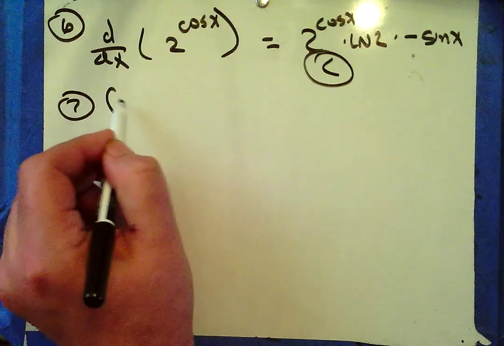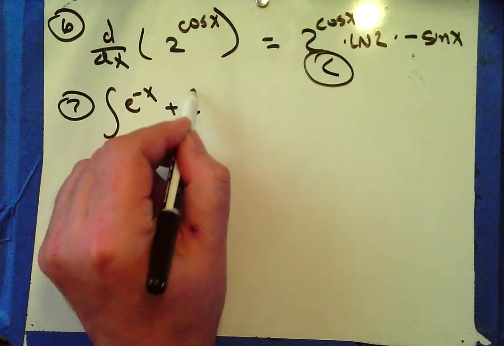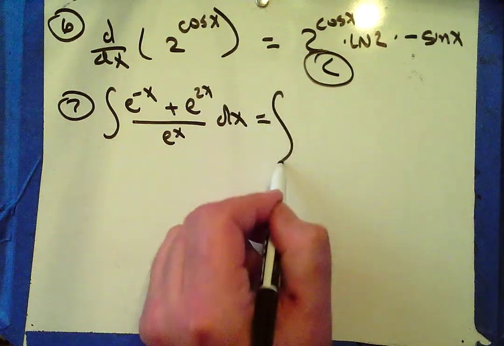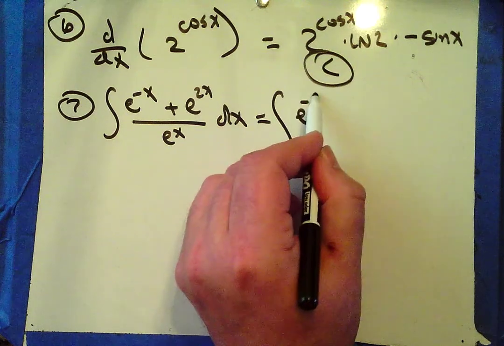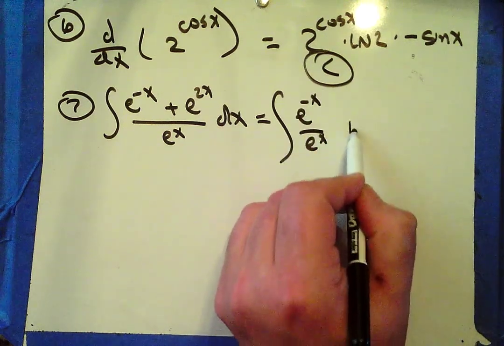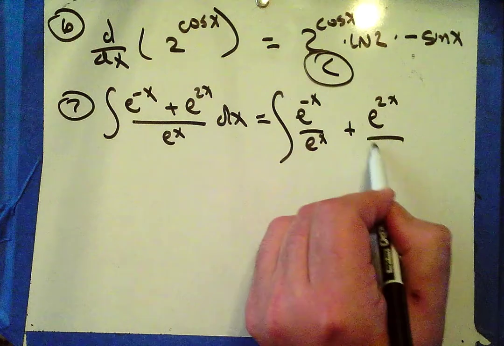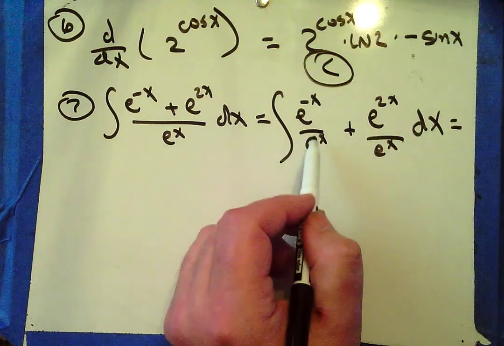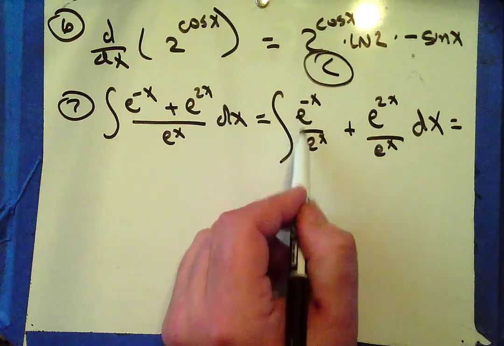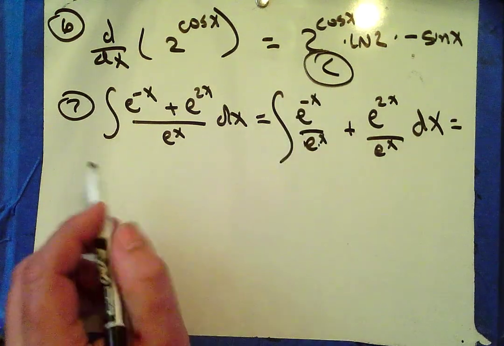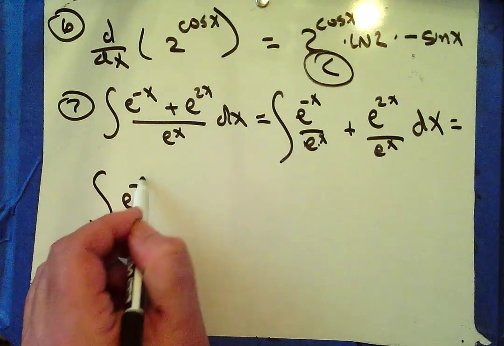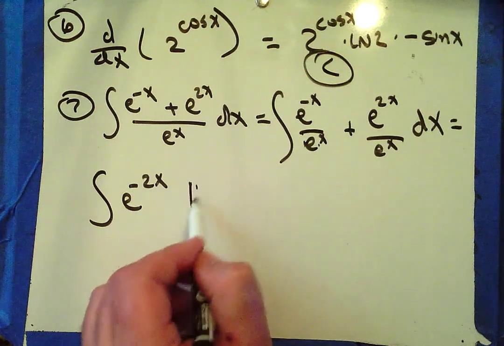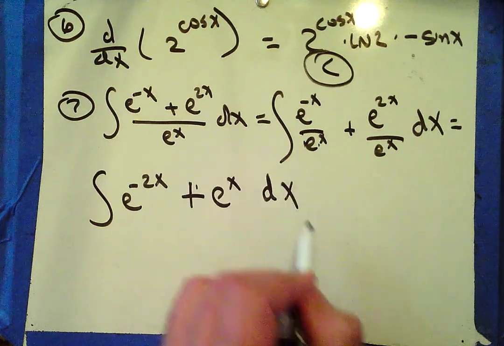7. Integral of e to the minus x plus e to the 2x over e to the x dx. I recommend using some algebra here and rewriting this, because then you could take that a little further and say, when I'm dividing and the bases are the same, I subtract the exponents. Inside the integral of e to the minus 2x, and here I subtract the exponents, plus e to the x dx.